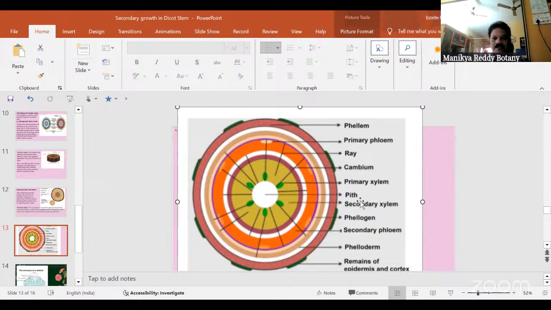The daughter cells which are formed outside the phellogen, that is cork cambium, become cork cells. Cork cells are also called phellem.